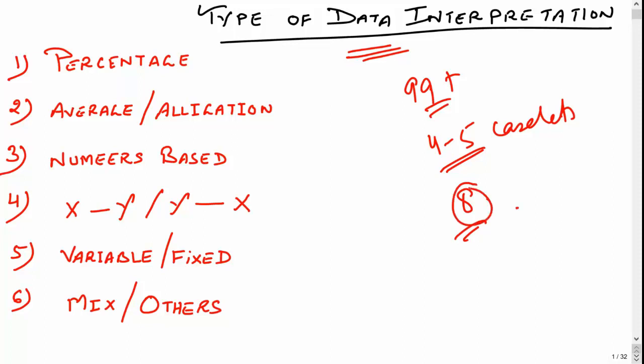When I observed the last 15 years' pattern of CAT, what I realized was that there are a few topics, or a few concepts, on which CAT will actually give you the caselets. The very first and the most famous one is percentages.